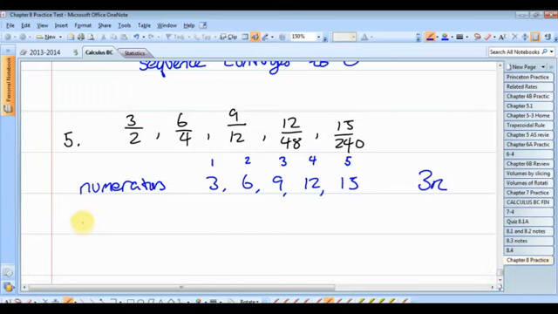What about the denominator, though? Good luck here. Oh, I get it. So it's 2, you multiply 2 by 2, you get 4. You multiply 4 by 3, you get 12. You multiply 12 by 4, you get 48. Wait, that makes sense.